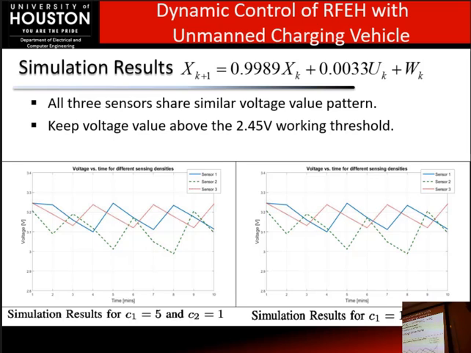Yeah, the goal is to make sure that all the three sensors are able to operate and not fall below the working threshold.